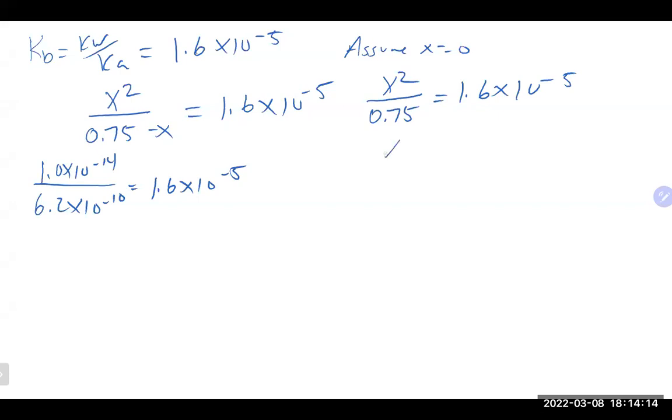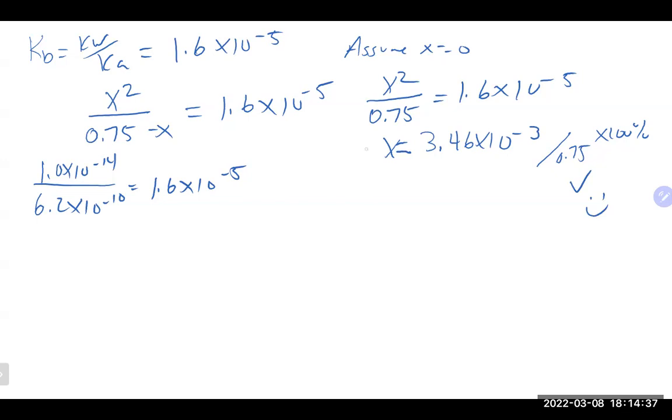Looks like we end up with an x of 3.46 times 10 to the minus 3. We'll do a little check here to make sure we're okay. So we'll divide that by 0.75, times it by 100, and it looks like we're at like 0.4%. So the check here is good in this case.